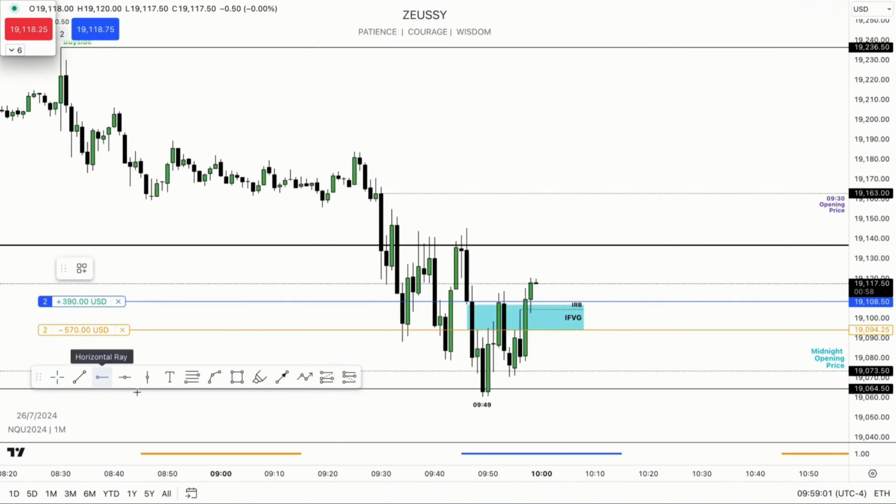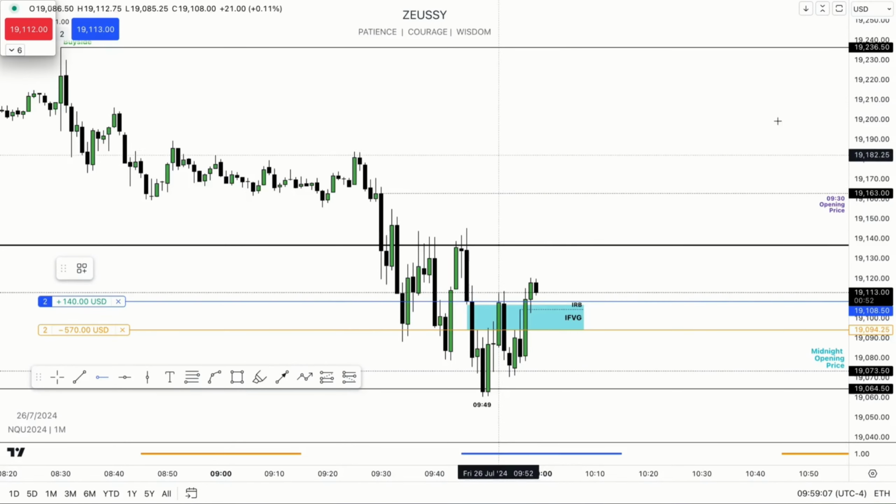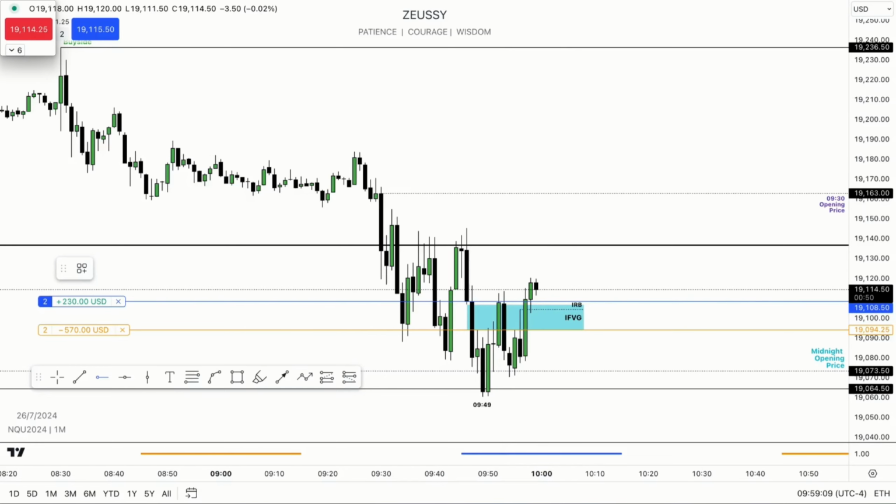I'm going to take one partial around the 9:30 opening. Why? Because, like I mentioned, we are stuck inside of yesterday's range, so I need to really be careful when it comes to holding on maybe for that news high, which we will see. I anticipate big green candles to come soon.